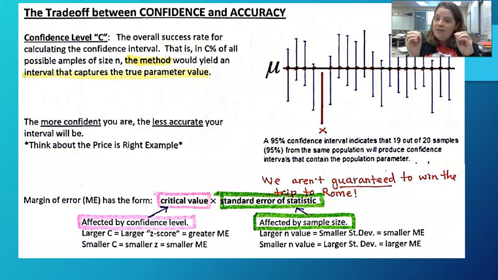The other side of that is that if you have a lower level of confidence, you don't have to trap as much of the curve. Your z-score is going to be closer to 0, which gives you a smaller z-score and a smaller margin of error.